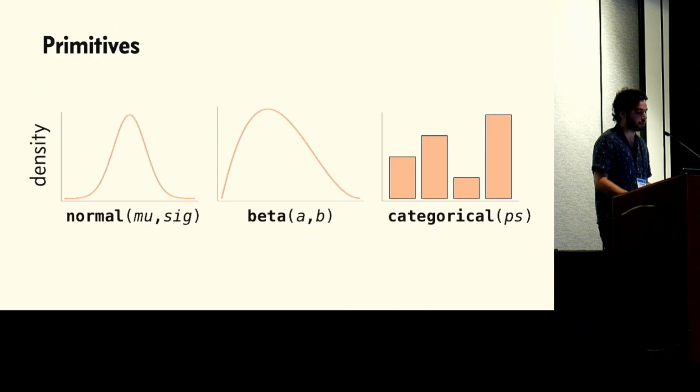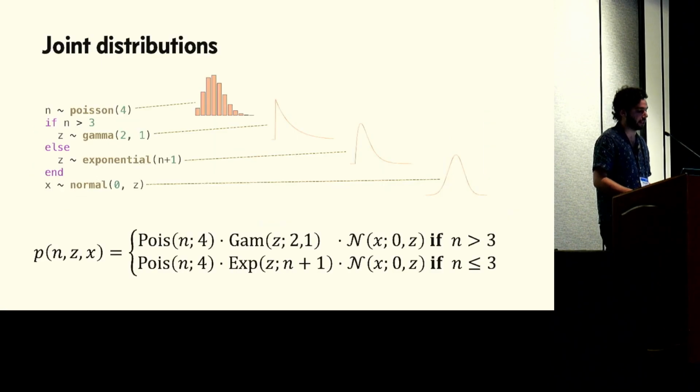These systems usually come equipped with a collection of primitive distributions, which have known density functions that are easy to compute. For example, a Gaussian distribution or a categorical distribution. These primitives can then be composed into more complex probability distributions. One way that we can compose them is to write programs that interleave samples from these primitive distributions with standard programming constructs like conditionals and loops.